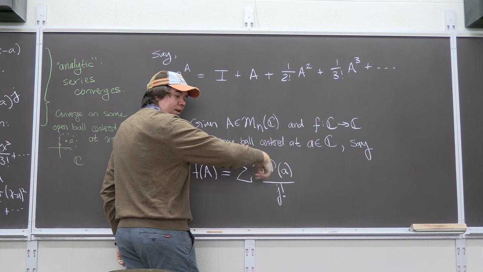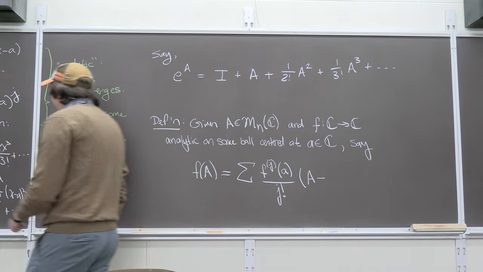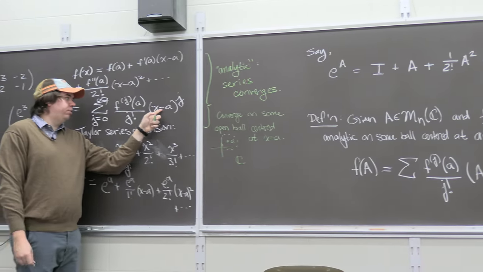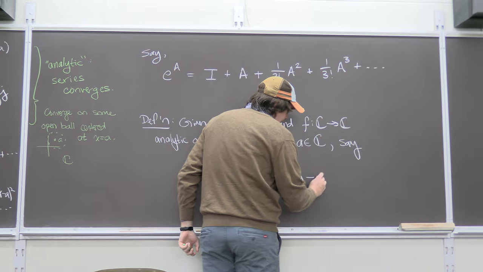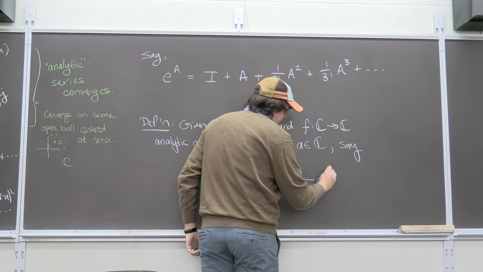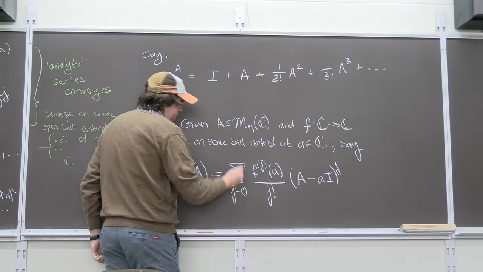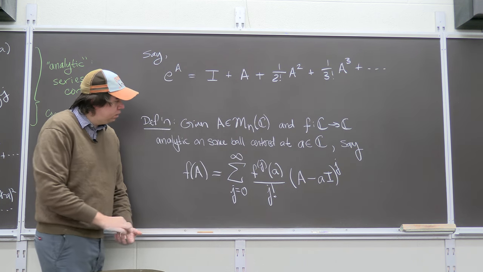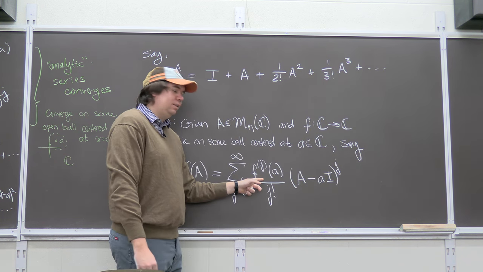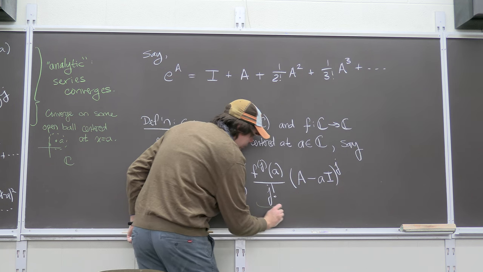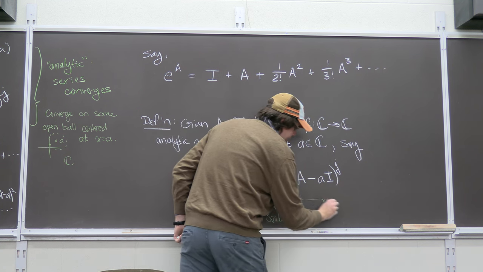This is a number, this is a scalar, times your matrix A minus, well, we have to be careful. How do you subtract a scalar from a matrix? Well, that's secretly the scalar a times the identity, right? So your matrix A minus your scalar a times the identity, to the jth power, where j is running from 0 to infinity. So this is a matrix to some power times a scalar, right? So this is just a sum of complex scalars times powers of matrices.